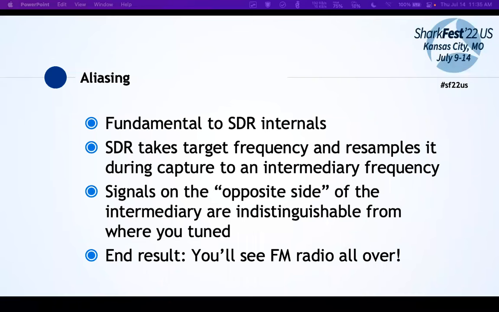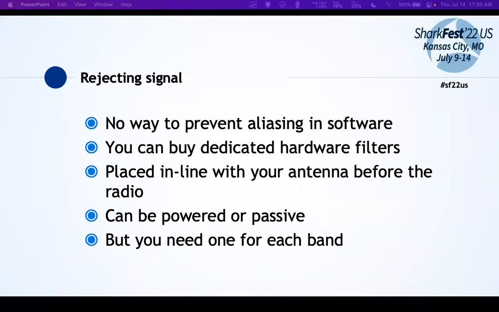You might be tuned to 2 gigahertz, you'll see FM radio. 433 megahertz, you'll see FM radio, because they're super strong signals that show up, and the way the SDR samples things, they get mirrored across all the samples. So you buy a hardware filter to exclude FM radio or include only the frequencies you want, and you'll get much better performance when you're actually targeting a specific device. And you'll need one for each band that you're looking at.